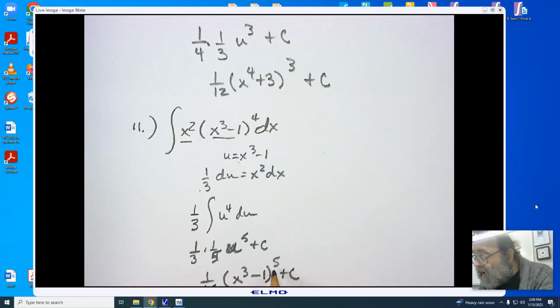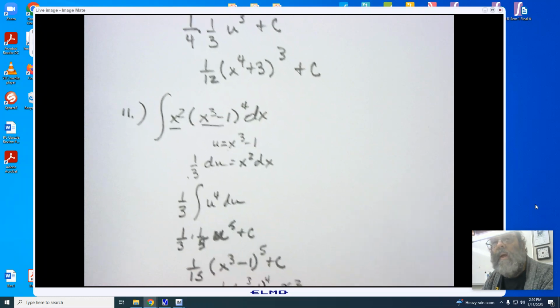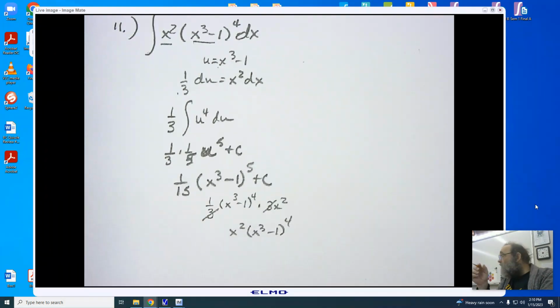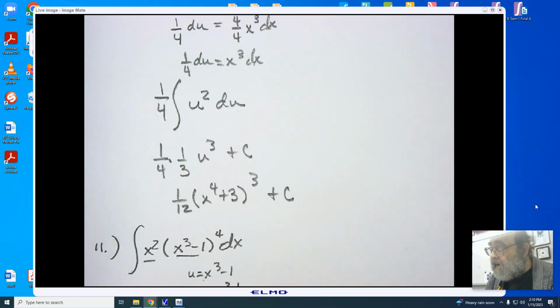We then have 1/3 of x cubed minus 1, now to the 4th, times 3x squared, and the 3's now reduce. And we're looking at x squared, x cubed minus 1 to the 4th, and we can see that they are indeed equal.